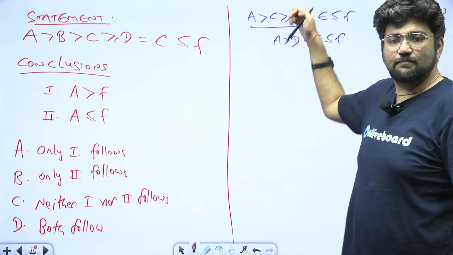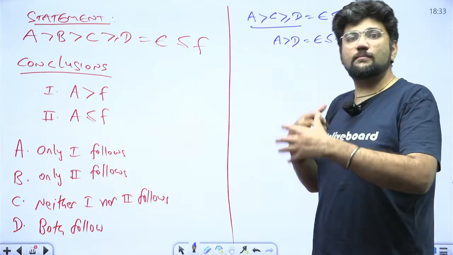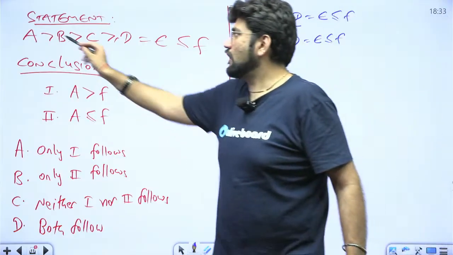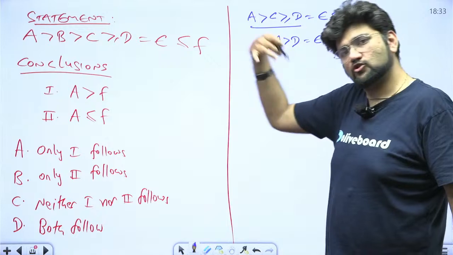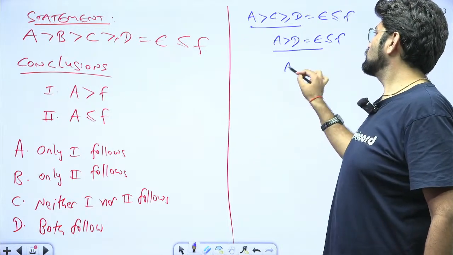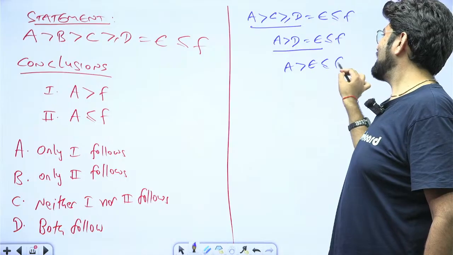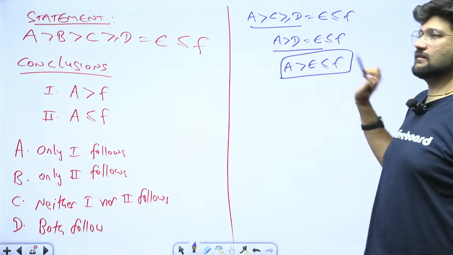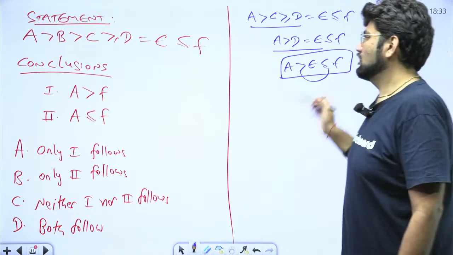Initially when you're practicing, please do this. Then you will be so sure and so confident that you will do everything verbally only. I will show that also to you by the end of the session. Next one here, you'll drop the equal to, so you'll say A is greater than E less than equal to F, and here is the bottleneck. We are trapped here. So there is no relation between A and F.